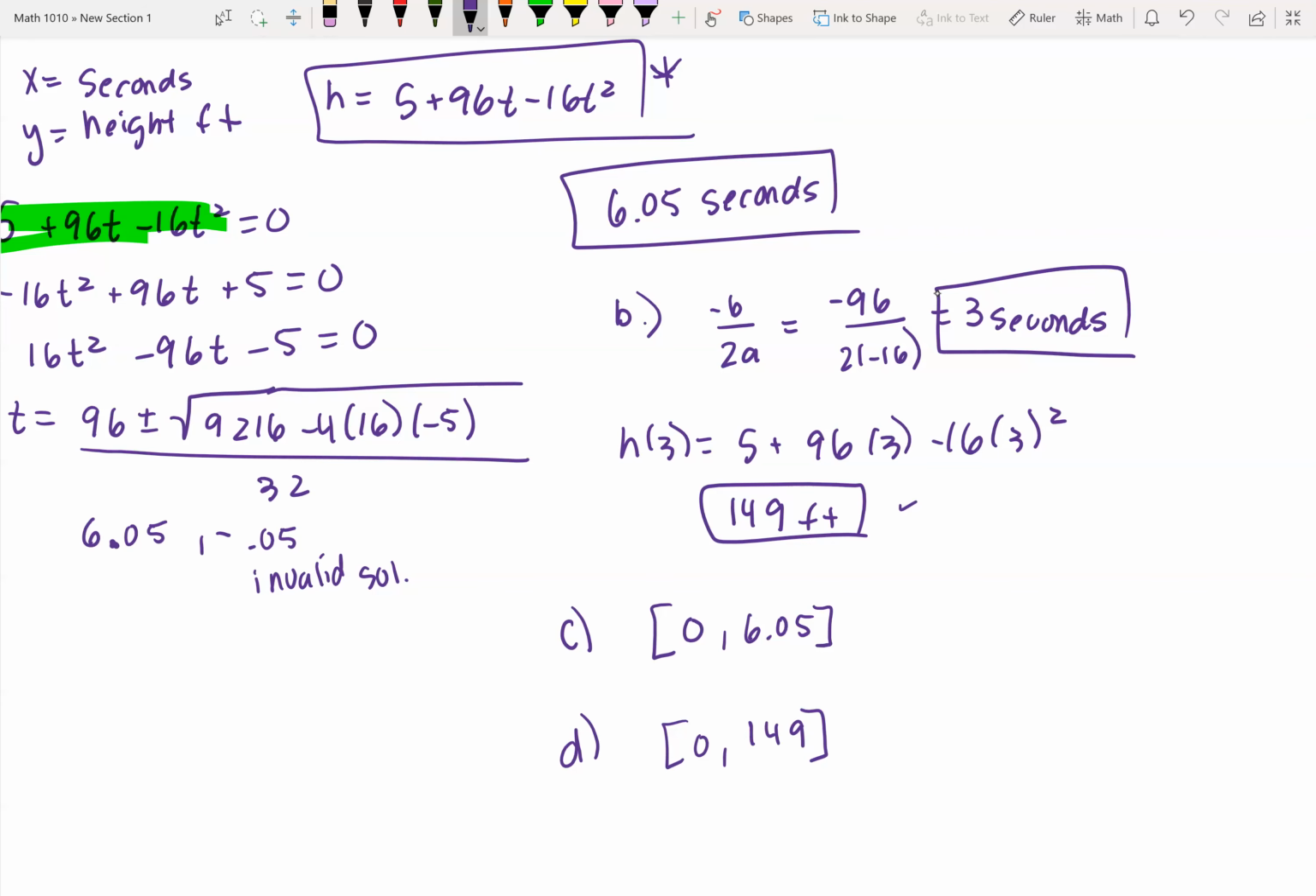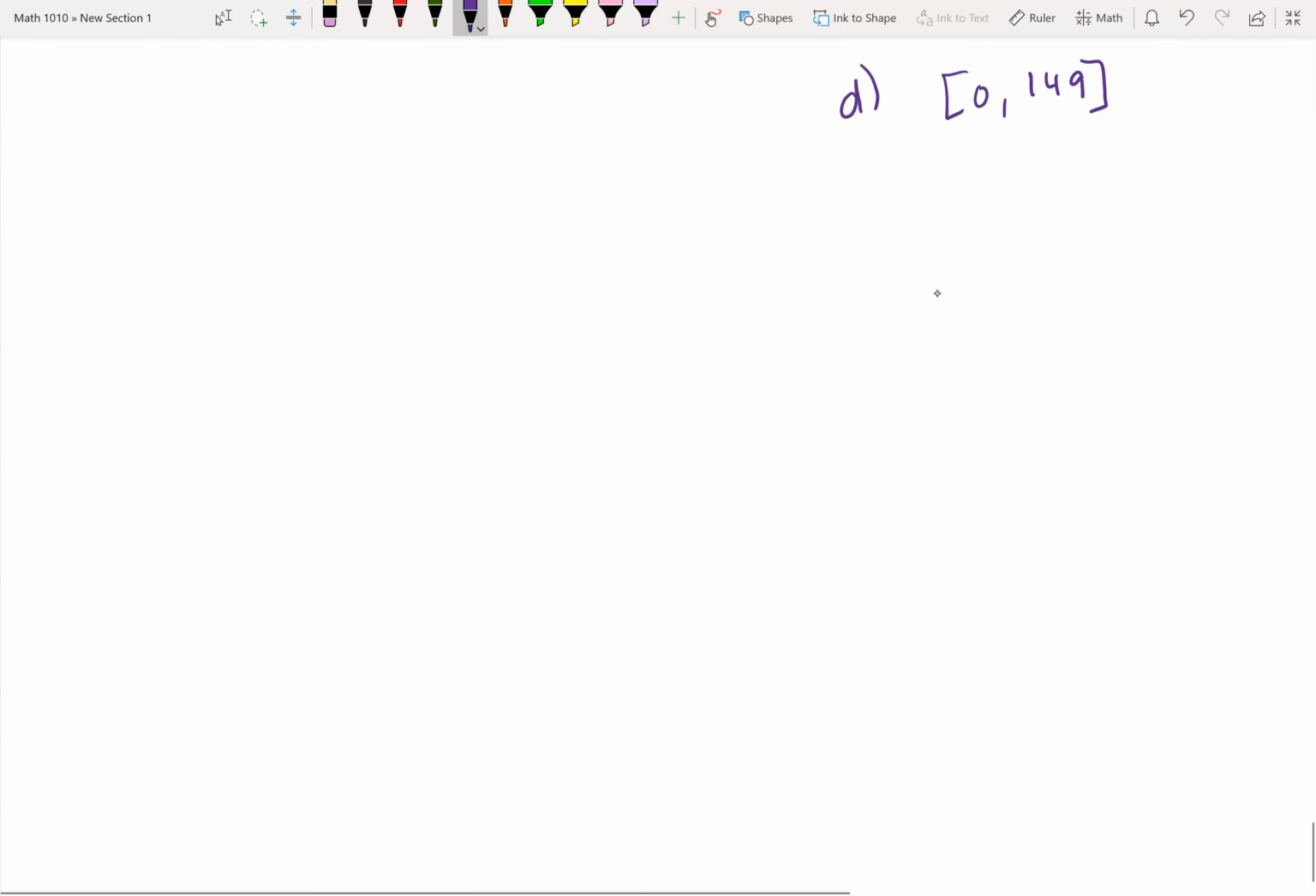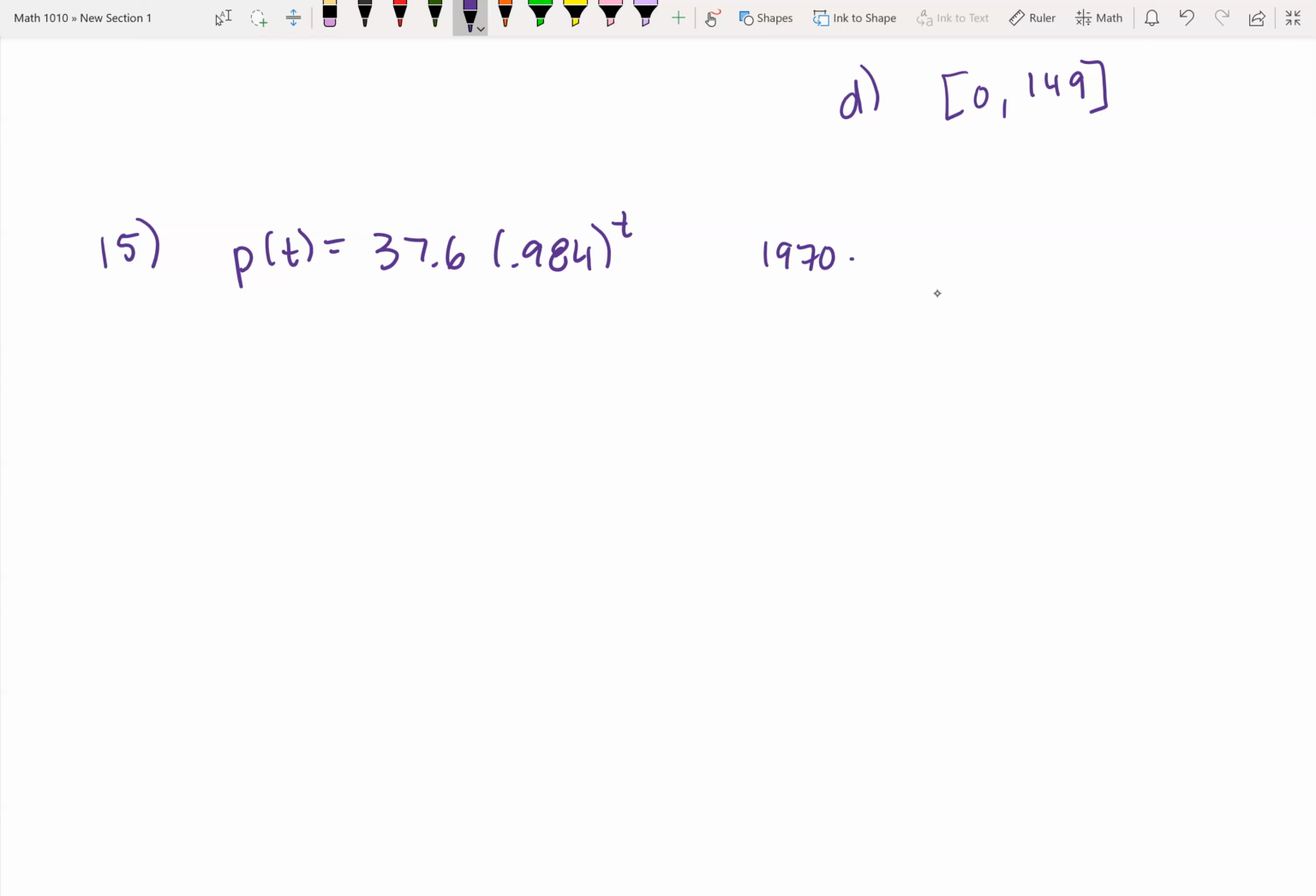Here is 15. Okay, so 15 had the typo I told you guys. So if you missed it, we need to give restrictions on this. So this formula that you're given, P of T equals 37.6 times 0.984 raised to the T power. This formula is only valid from 1970 to 2019, okay? And the X and the Y, the X stands for T, which is time. So I'm going to say years since 1970. And the Y is the percent of people that smoke.